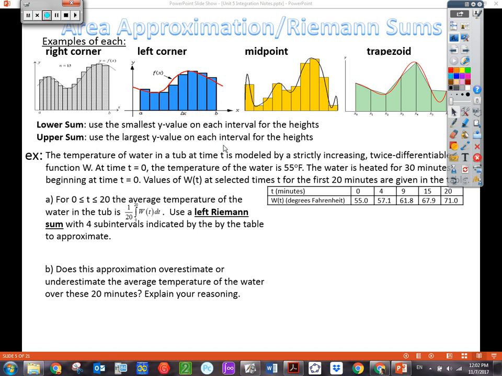Here we go. Let's take a look at today's lesson. We're going to look at area approximation with Riemann sums.